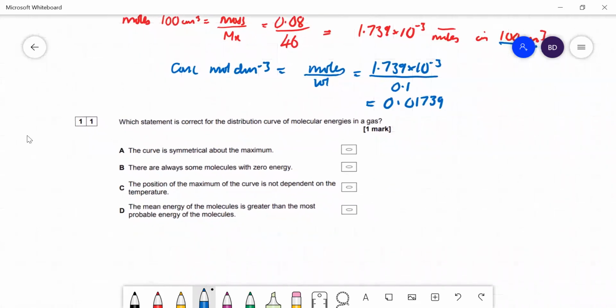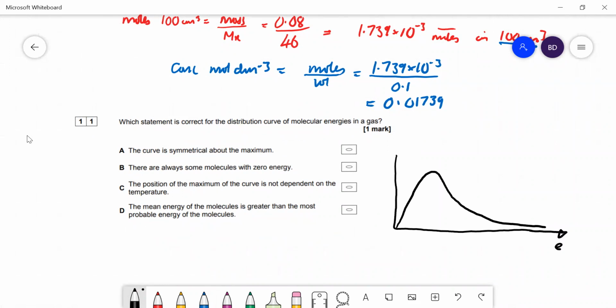Okay, this is about the Boltzmann distribution. I'm just going to sketch that. Okay, so the Boltzmann distribution will be something like that. That's the energy, and the number of particles, or the number of molecules. Okay, so molecular energies. Right, the curve is symmetrical about the maximum? No, look, it's skewed to the right. There's the maximum there. There are always some molecules with zero energy? I haven't drawn it really well there, but no, that's wrong. That line goes through the origin. There are no molecules with zero energy.